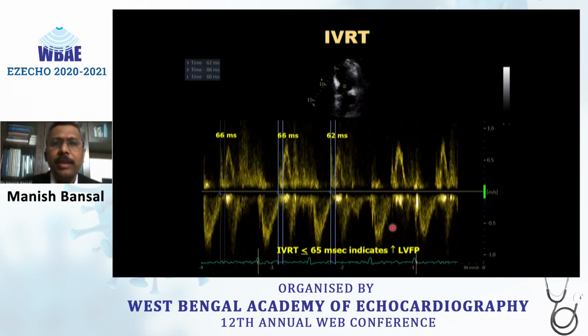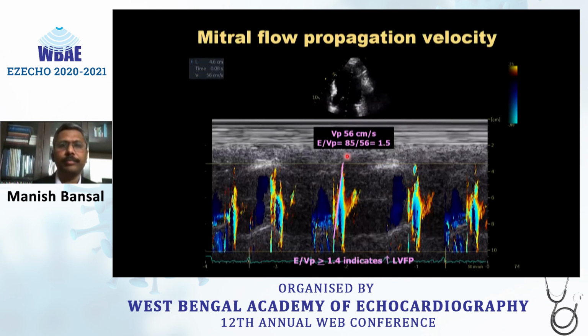IVRT is a very simple and straightforward measurement, which we can do in most of the AF patients. If LA pressure is significantly elevated, then the mitral valve will open much earlier. IVRT will be short. So a short IVRT suggests elevated LA pressure. So this is a very simple and easy to obtain measurement.